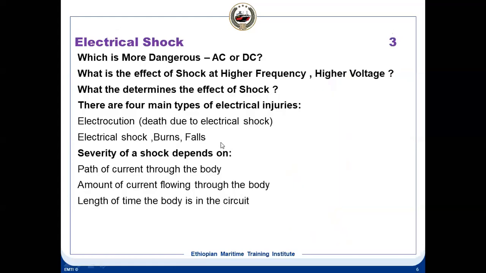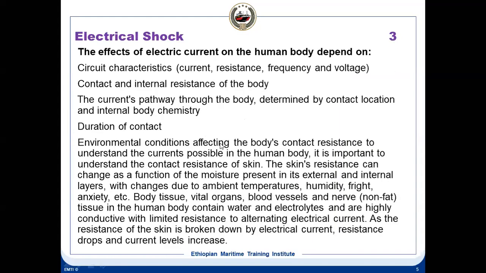So I think the electrical shock is clear, and we'll go to the next.